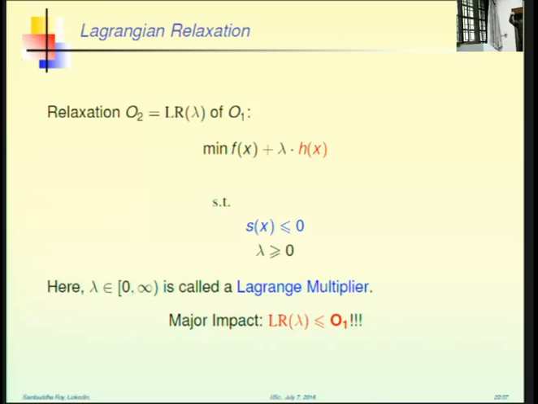objective and constraints, there are some harder constraints. Don't get bothered, take the harder constraints into the objective. And what we said was, by taking this new format, the objective function can only go down, but won't ever increase. So what that means, and this is the most impactful statement here, is that the Lagrangian relaxation of the program O1 at any lambda is less than or equal to O1.